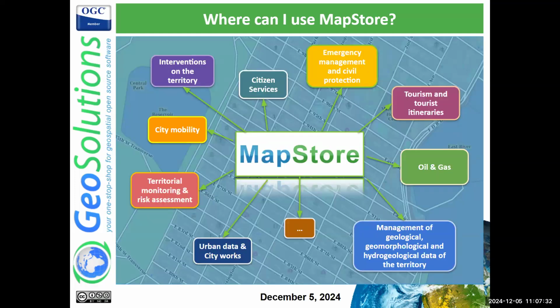Well, here we can see some of the usual and most common contexts where MapStore is used as a WebGIS. This graph collects what comes from the GeoSolutions experience, but not only. We can start from fields of application involving urban planning and citizen services, to emergency management, territorial and hydrogeological assessment, as well as oil and gas, for example. Of course, there are many other contexts not reported there.